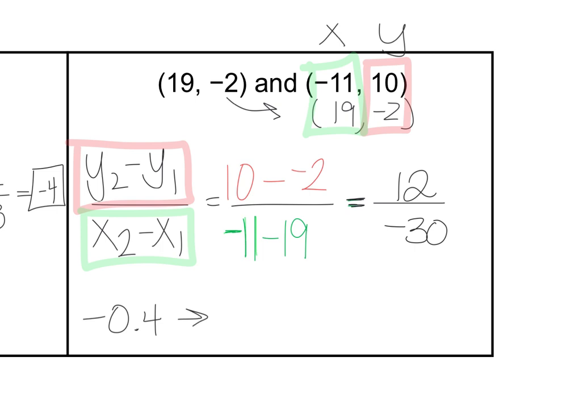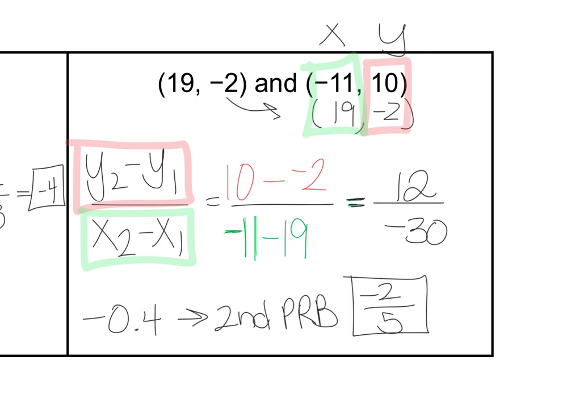So then put this in the calculator, click second PRB. I get negative 2/5. So you want to simplify that 12 over negative 30 to negative 2/5. You can use your calculator if you just type it in and then click second PRB. Pause if you need to.